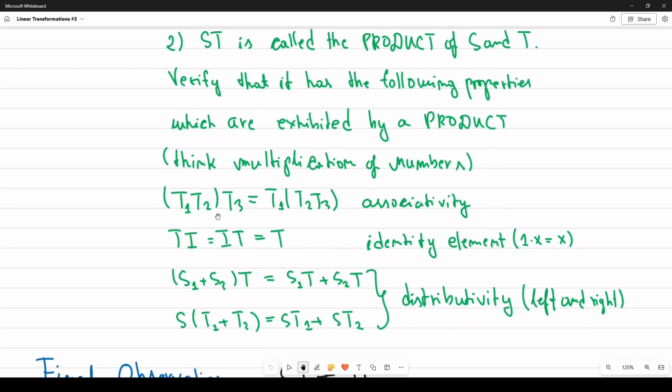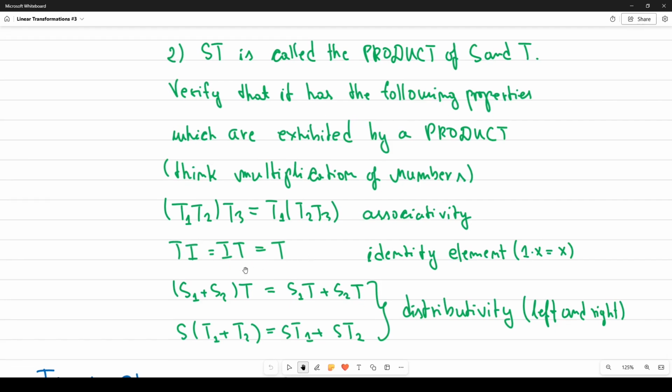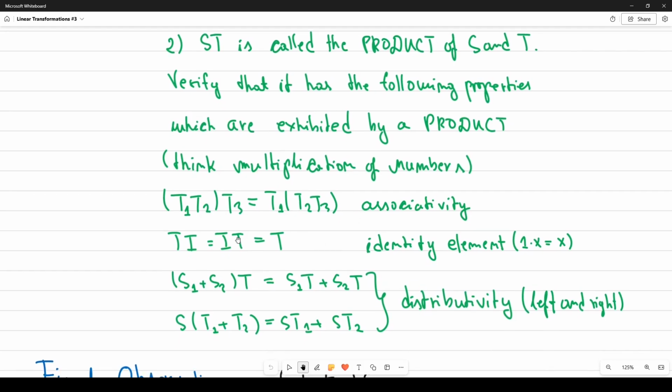So we have associativity. So we can play around with the brackets when multiplying, when composing our linear transformations. There is an identity element. So there is a function I that just does nothing. If you got some x, the identity just sends it to another x. It's like 1 times x is equal to x. So show that it's associative, and show that there exists an identity element that behaves like this.